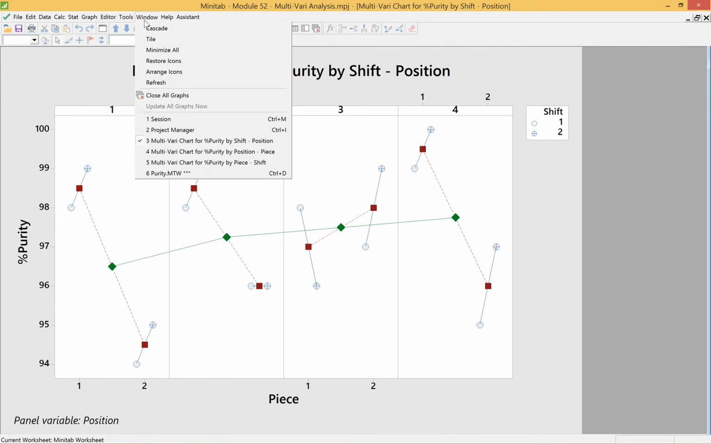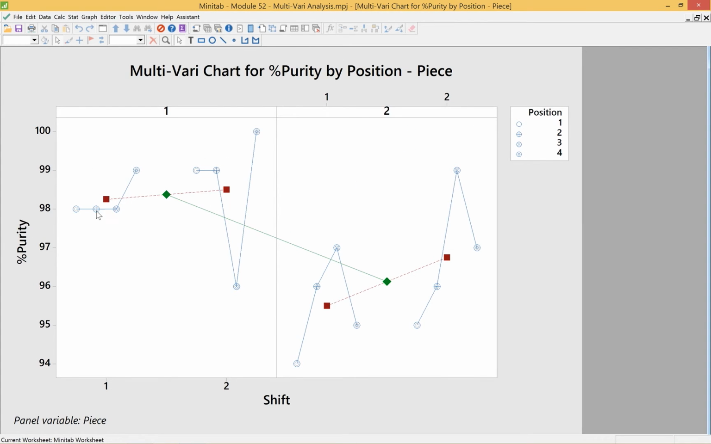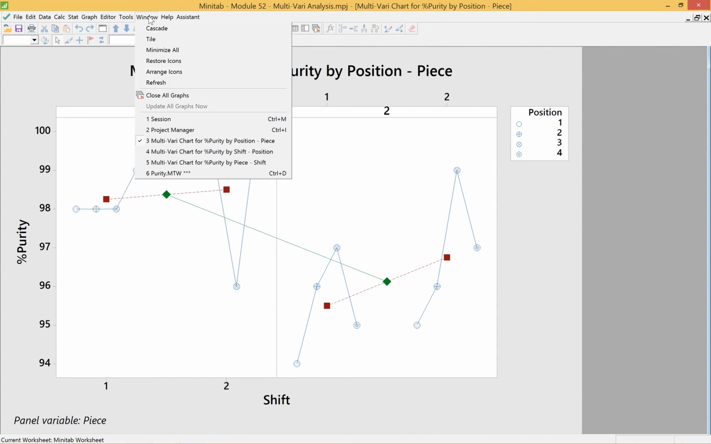I can take a look then at the multi-vari chart by piece. And I say, okay, here I see, okay, what's happening here? So there's the piece-to-piece variation, okay? And now I can say, okay, I can see this other thing, but it looks a little confusing. So it's not necessarily a good picture to show to the workers in the process.